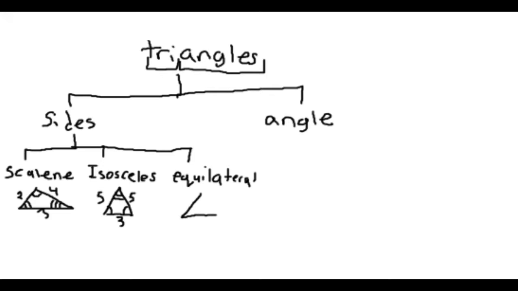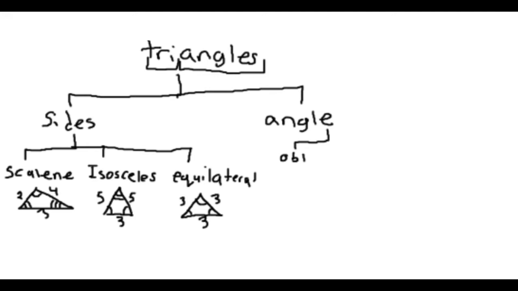Equilateral triangles are triangles where all three sides are the same length. So let's say this is 3, this is 3, and this is 3. So if all three sides are the same length, that also means all three angles are the same. So this is one way to classify triangles based off of how many sides are equal to each other. And the other way you could classify triangles is by their angles. And this is going to be based off of the classification of angles that we saw in the previous video.